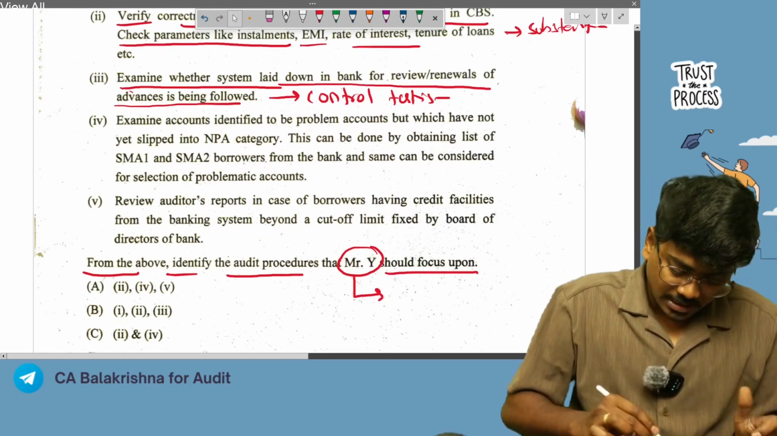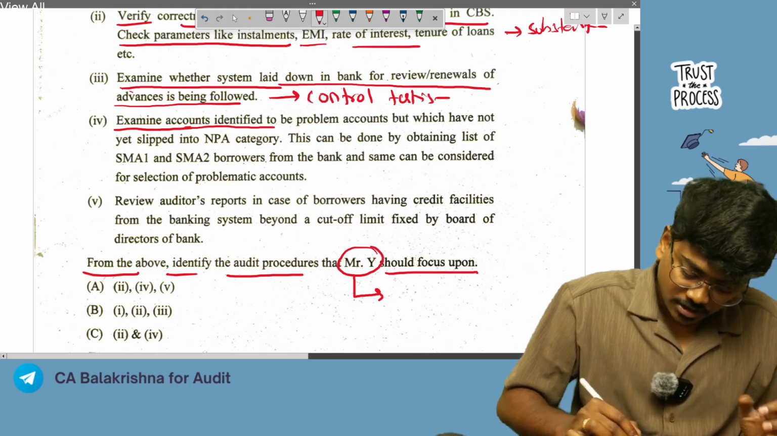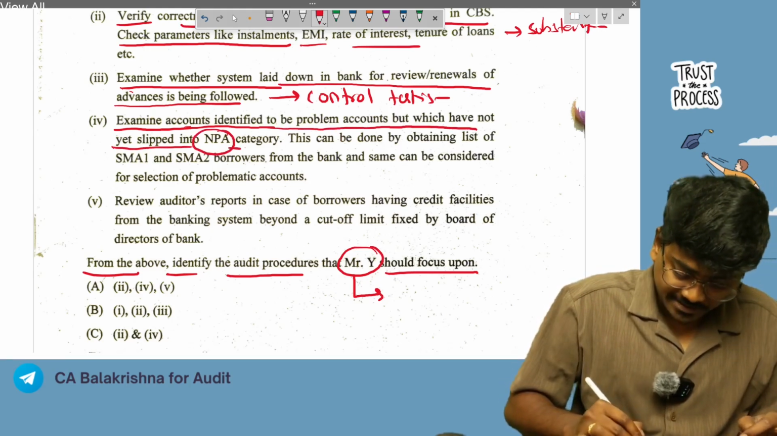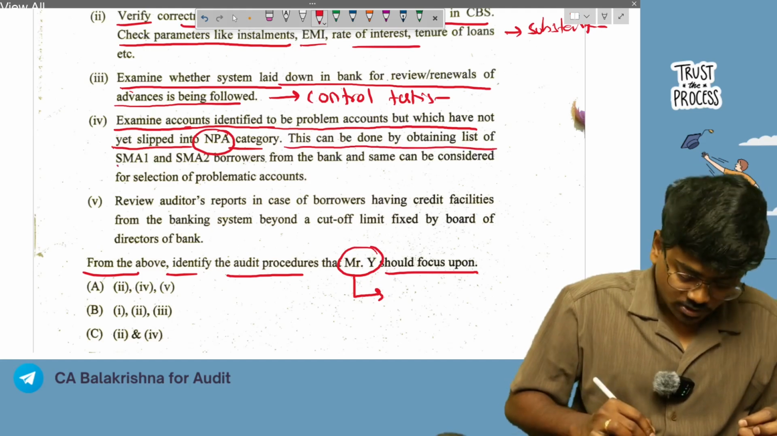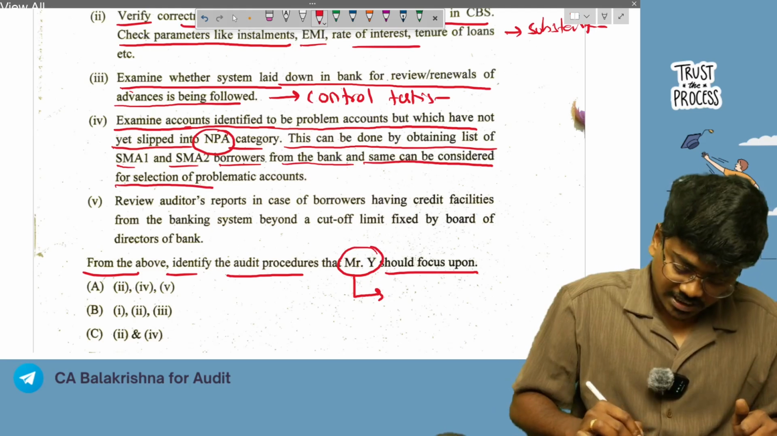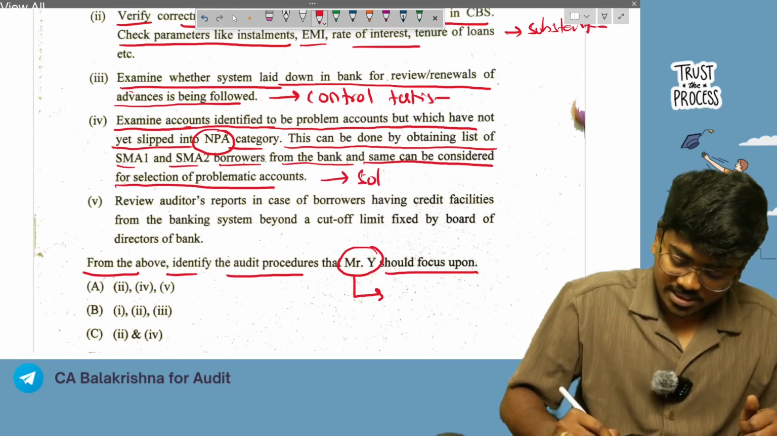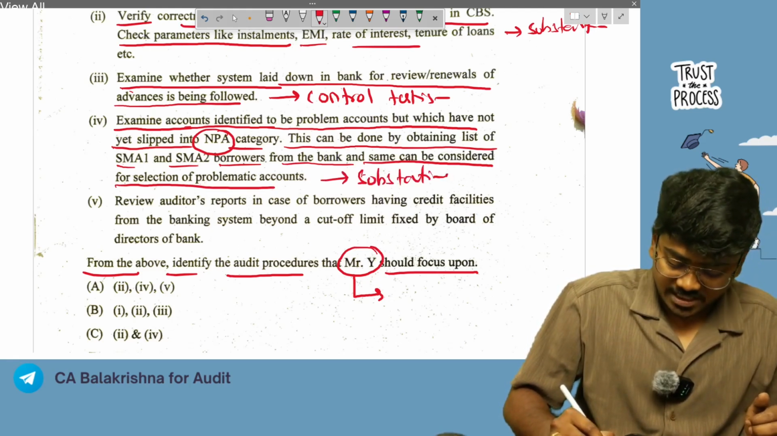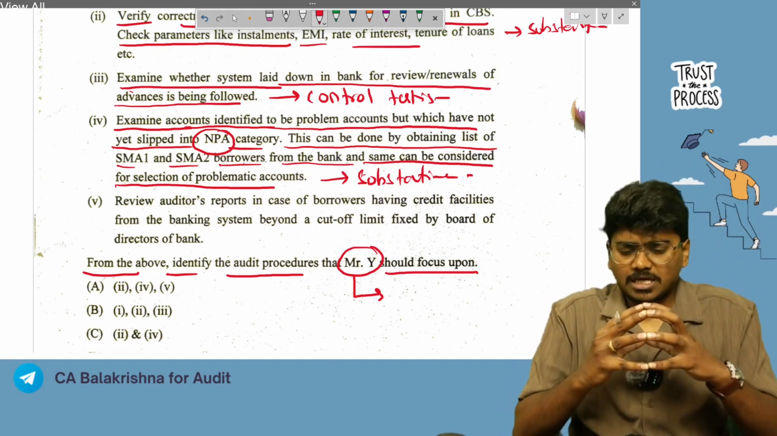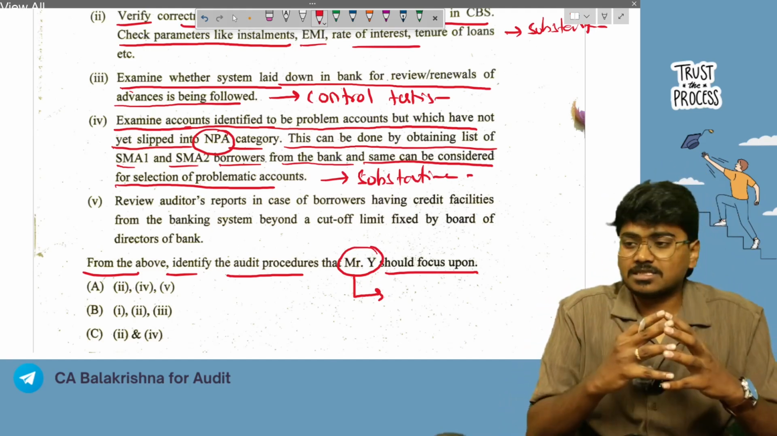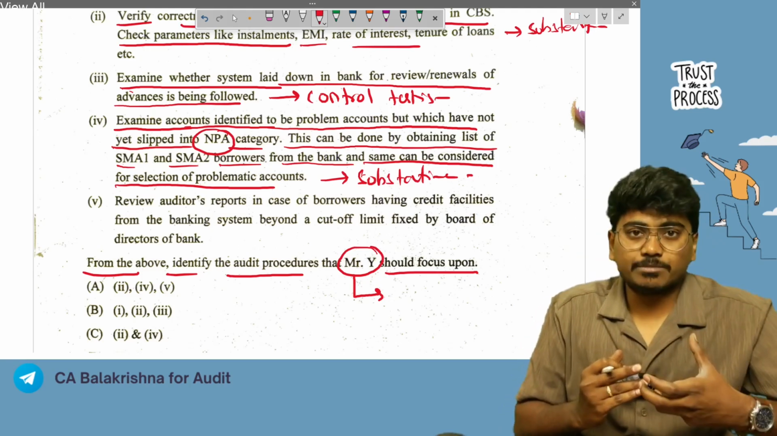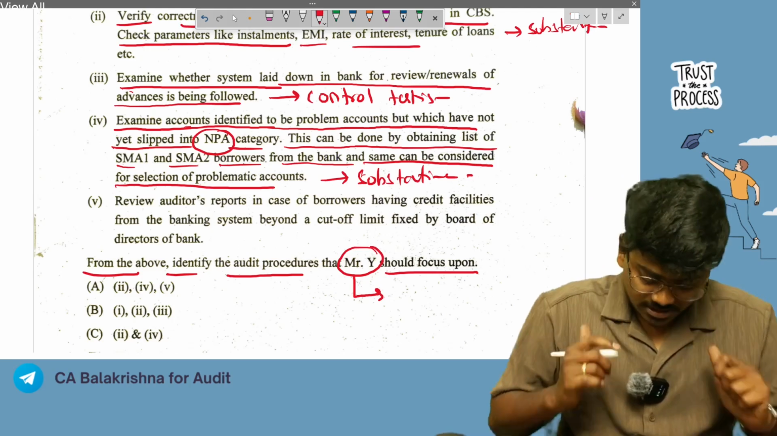Next, examine accounts identified to be problem accounts but which have not yet slipped into NPA category. This can be done by obtaining list of SMA1, SMA2 borrowers from the bank, and the same can be considered for selection of problematic accounts. This is also substantive only because you are verifying in detail. All the advances that have slipped into SMA1 and SMA2 you are verifying. So this is also substantive procedure.